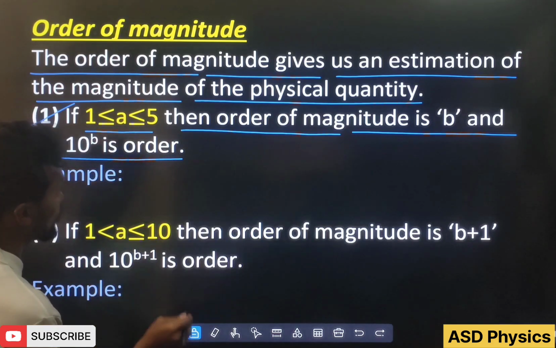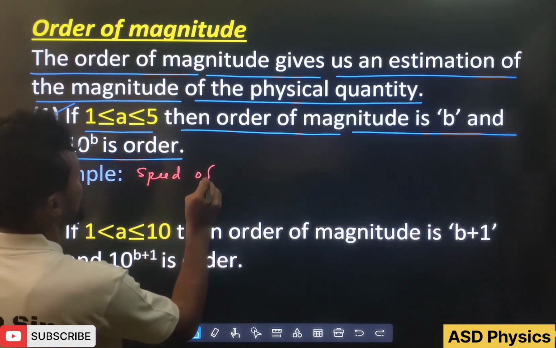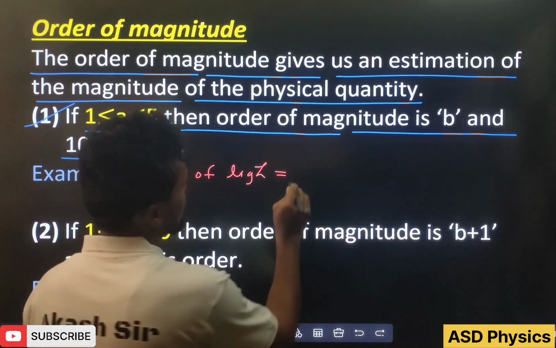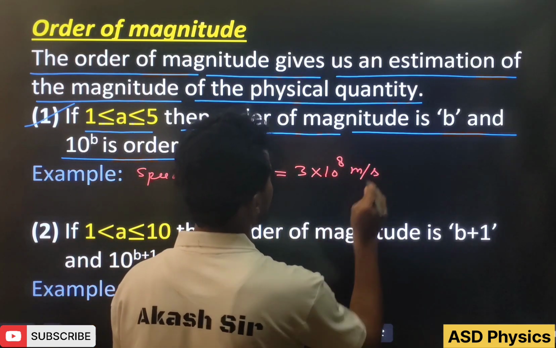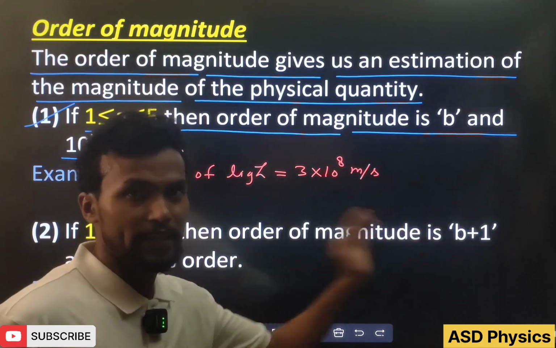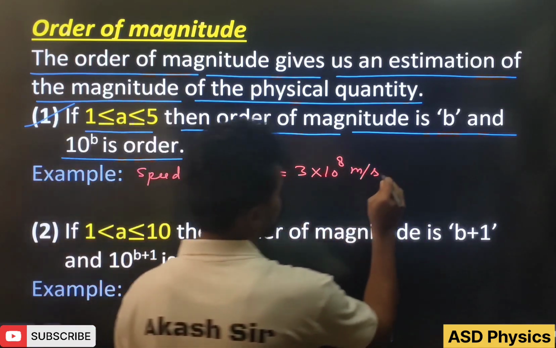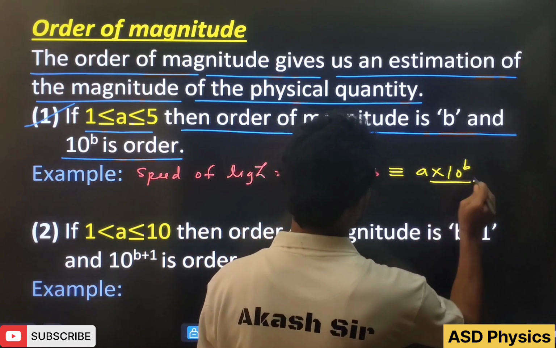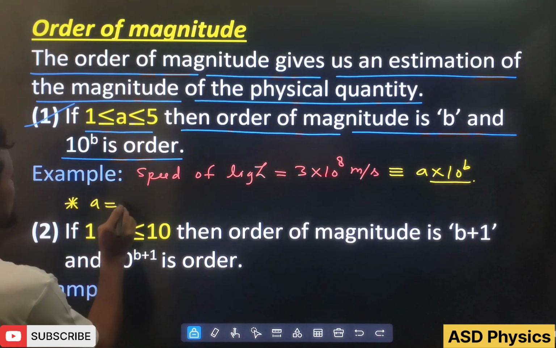Okay, let's take for example the speed of light, you know very well, a very common term. The speed of light is 3 into 10 to the power 8 meter per second in vacuum or air. So you can see very well, if I compare this with a into 10 to the power b, the value of a is how much here?